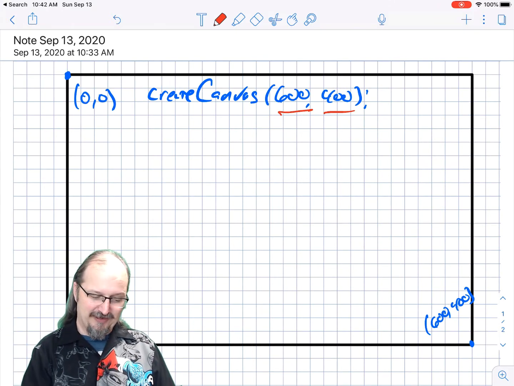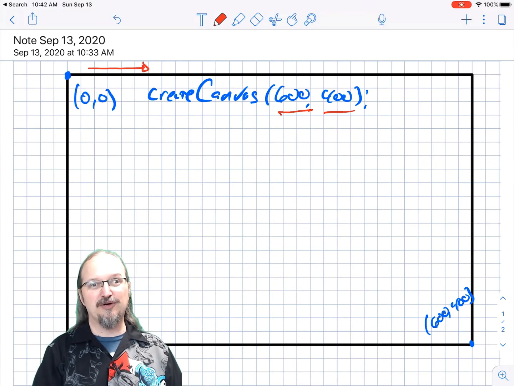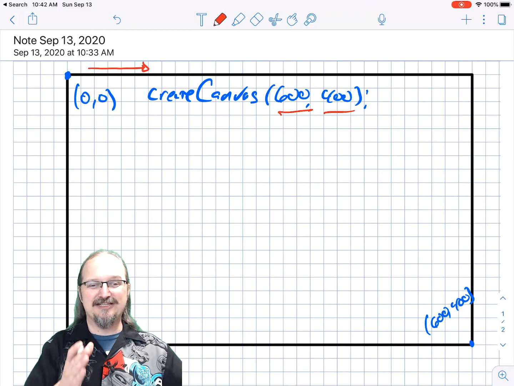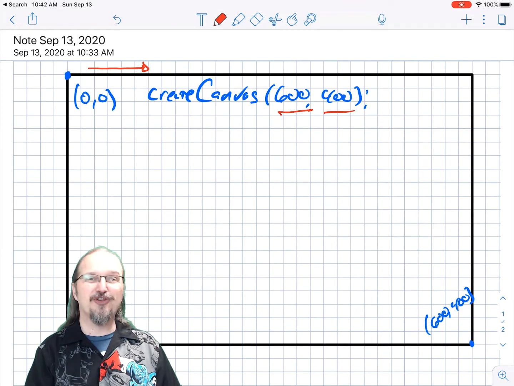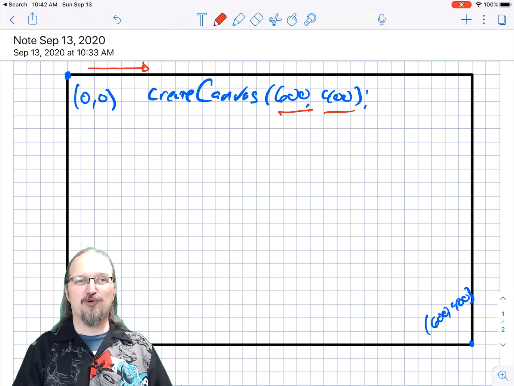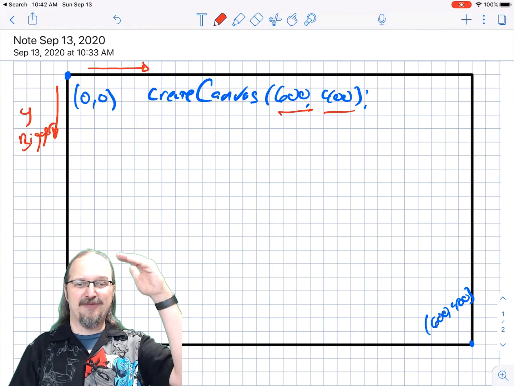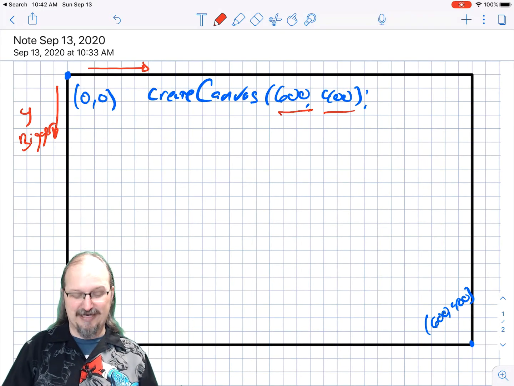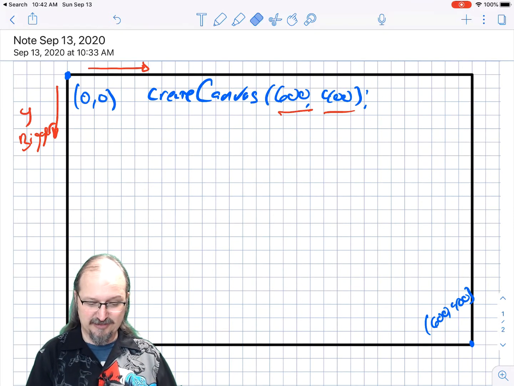Now, we know that as we move to the right, X gets bigger. So if 0 is the left, that means our biggest number is to the right. That's going to be 600. And then also, unlike your math class in your normal coordinate plane, we go down. As we go down, Y gets bigger. Which means if 0 is the top, then 400 is the bottom. Okay, so this is just quick review from last week. So let's say we've got this going.